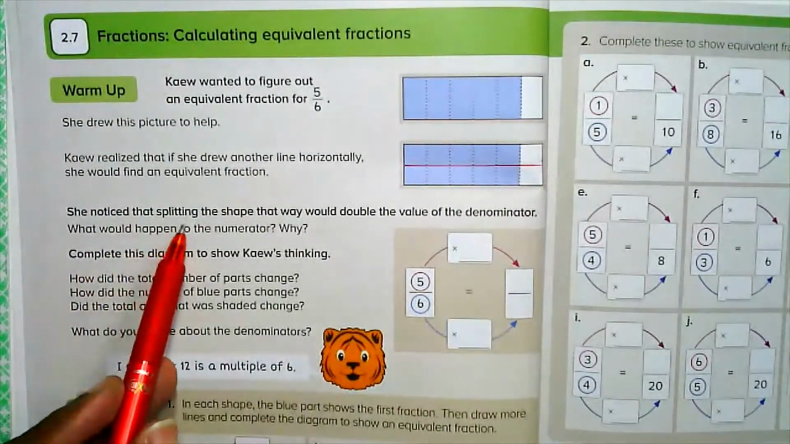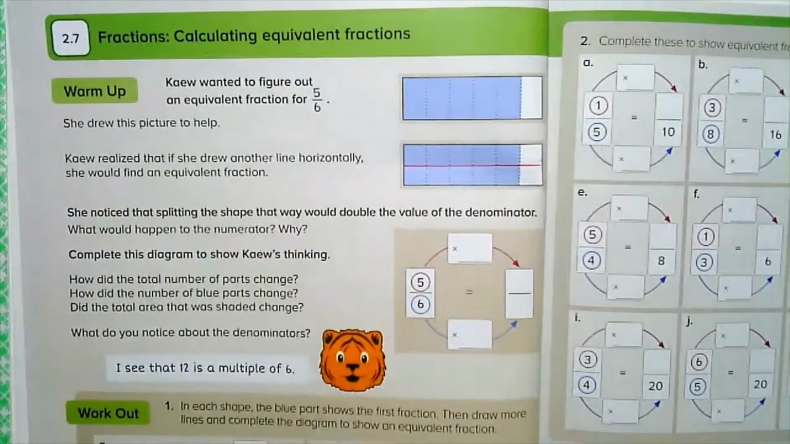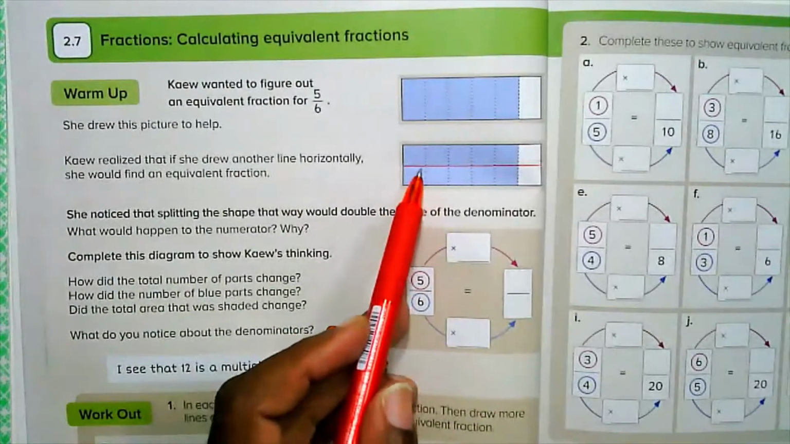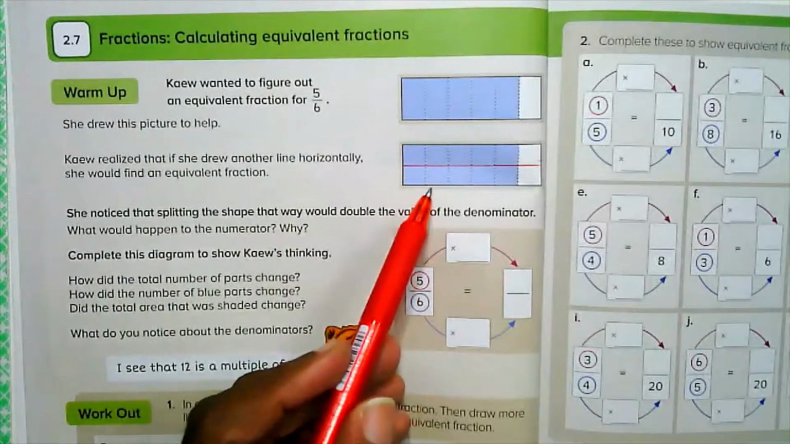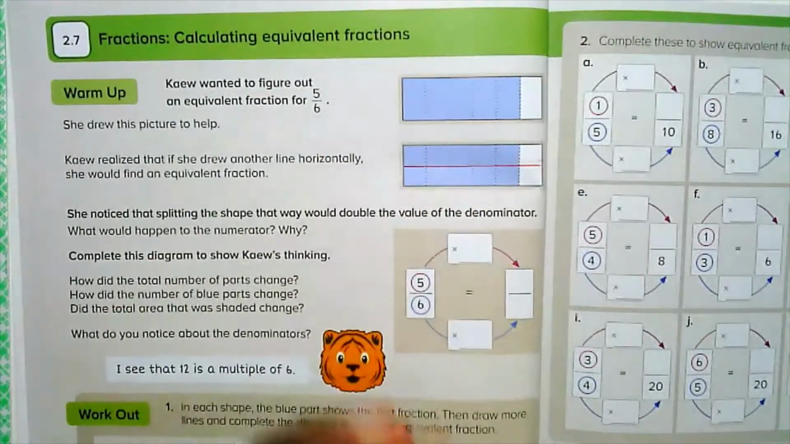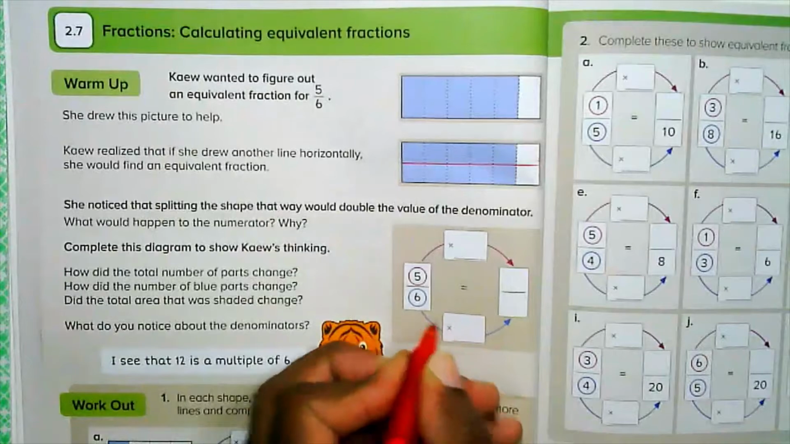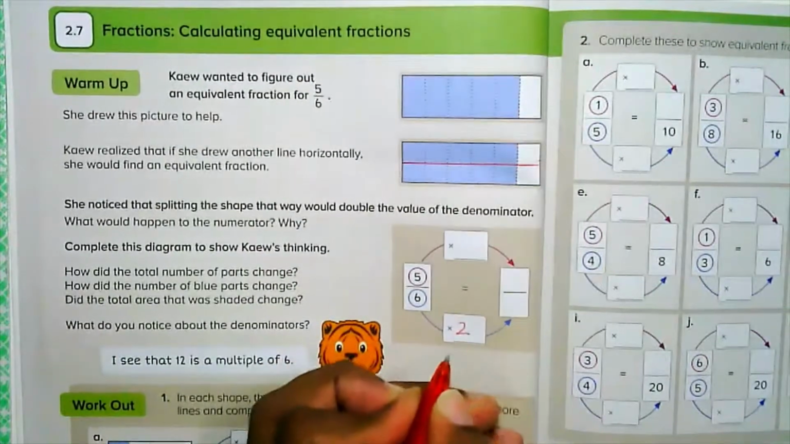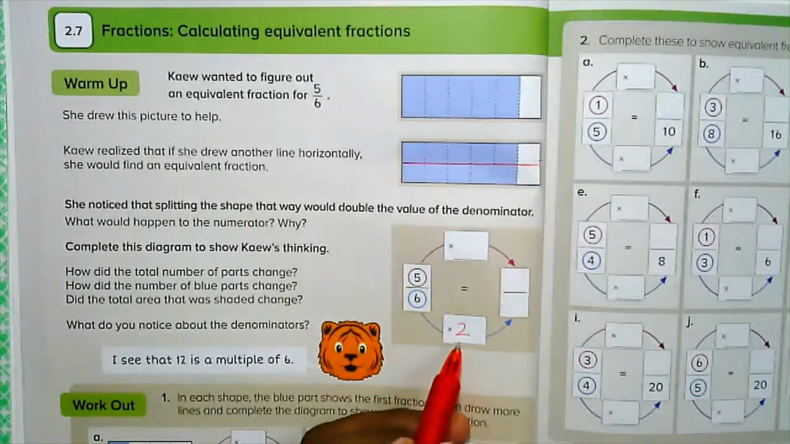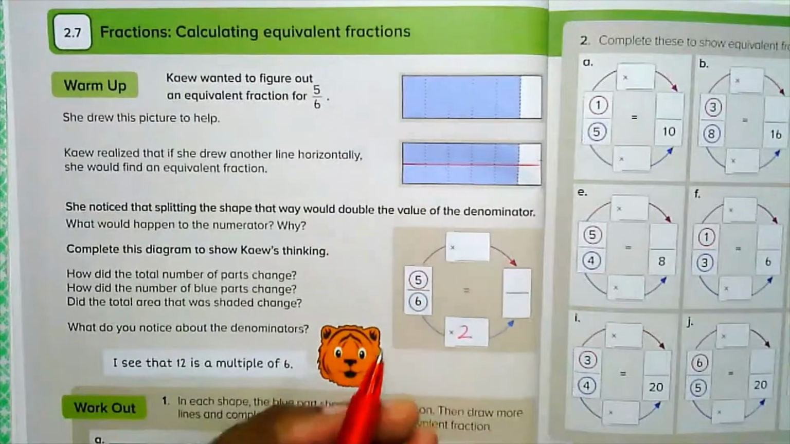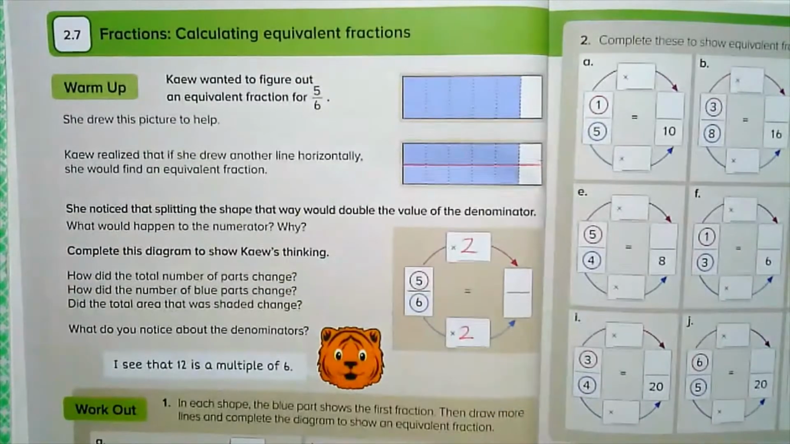Then she noticed that splitting the shape that way would double the value of the denominator. Right now we have the shape split into 12. So that means we multiply the denominator by 2. And when we multiply by 2, we have to multiply the numerator by the same number.